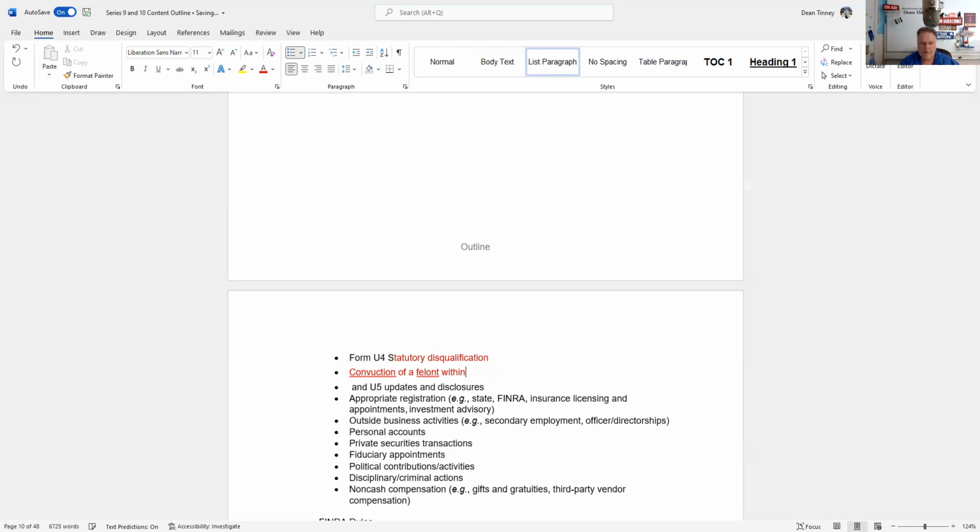I'm going to correct this spelling just once, and then I'm going to leave the spelling alone because the point isn't typos or spelling. It's do you understand the content? Conviction of felony within the last 10 years.